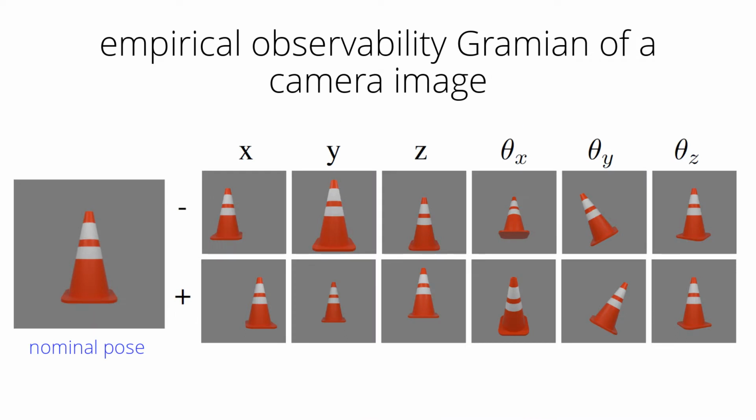So this is what it looks like applying the empirical observability gradient to this problem. On the left we have the nominal pose of an object. On the right we have positive and negative perturbations of that pose for each of the 6 states. These perturbations are shown larger than what we actually use, just for illustrative purposes. And we generate these images synthetically using the computer program Blender, which allows us to generate photorealistic images, precisely control things like lighting and the pose of the object, and also generate a lot of images very quickly, which saves a lot of time instead of trying to do this experimentally.